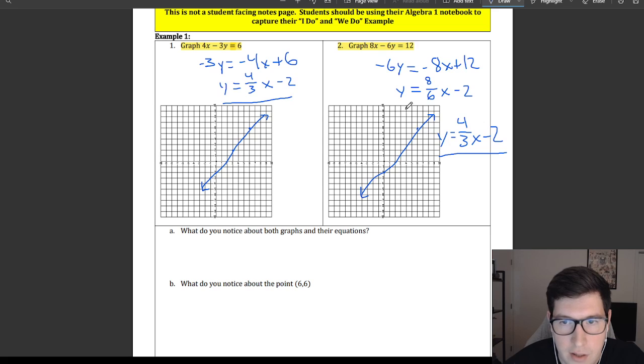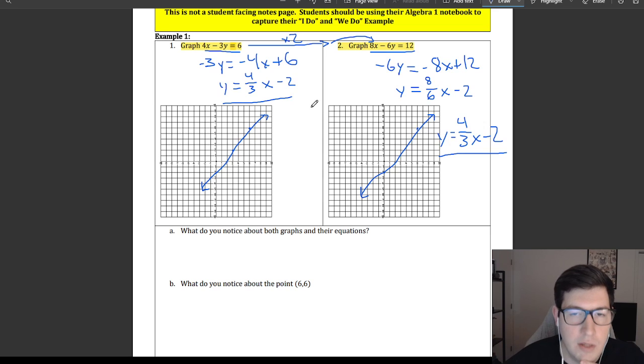And so if you saw that they were identical, and if you and your partners looked back at our standard forms and saw these here, you might have said, oh, hey, wait a second. I see that this 4x here is half of this 8x, this negative 3y is half of this negative 6y, and this positive 6 is half of this positive 12. And so what that really means is that we've taken this equation here, multiplied it by 2 on both sides, and ended up with what we have here.